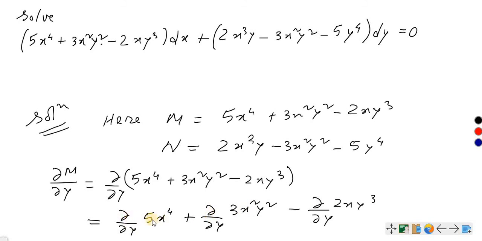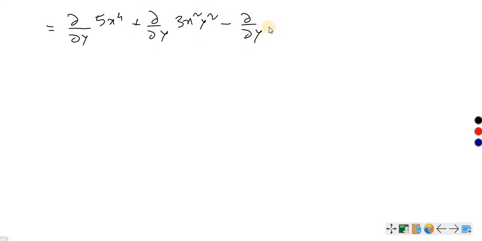In the first term, since 5 is a constant, and as I have said, when you take partial differentiation with respect to y, x remains constant, so x is also constant. The partial differentiation of a constant is always 0. So the first term will be 0. Let me go to the new page and rewrite the same thing: the partial derivative with respect to y of 5x to the power 4, plus the partial derivative with respect to y of 3x squared y squared, minus the partial derivative with respect to y of 2xy cubed. I have rewritten this so that you can understand the next step easily. The first term will be 0, as I have already said.